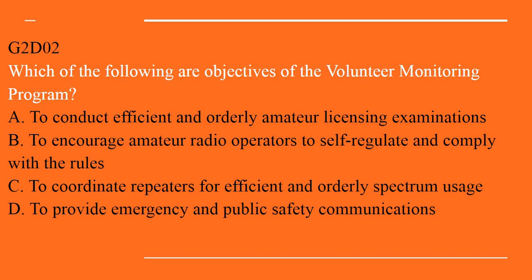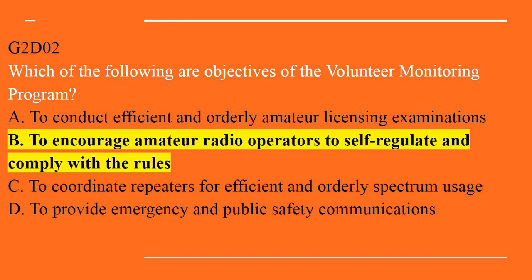G2D02, which of the following are objectives of the Volunteer Monitoring Program? A. To conduct efficient and orderly amateur licensing examinations. B. To encourage amateur radio operators to self-regulate and comply with the rules. C. To coordinate repeaters for efficient and orderly spectrum use. Or D. To provide emergency and public safety communications. Correct answer is B. To encourage amateur radio operators to self-regulate and comply with the rules.